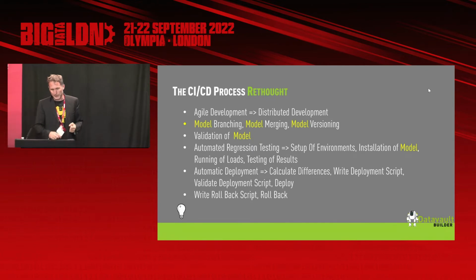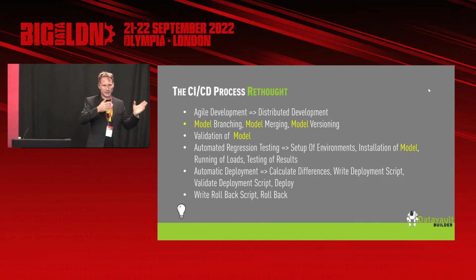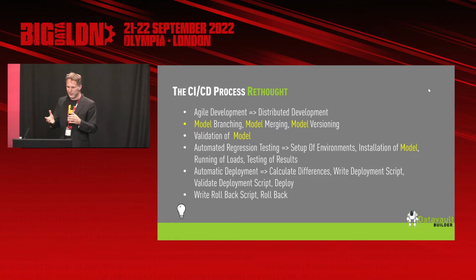And if we apply this and say, okay, we have a data model that by automation, by patterns, we can translate into code, we can start the CICD process on the model level. So instead of database objects and loads, it's only the model that we need to branch, merge, and version. We need to validate a model, we need to install a model, and that makes it already a little bit simpler.